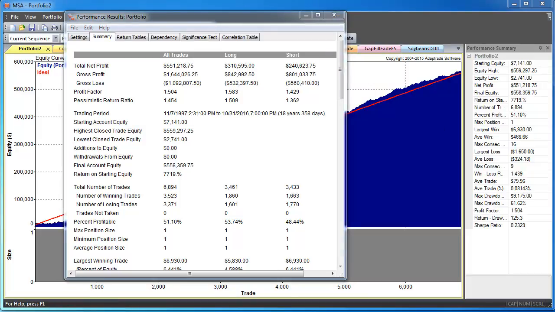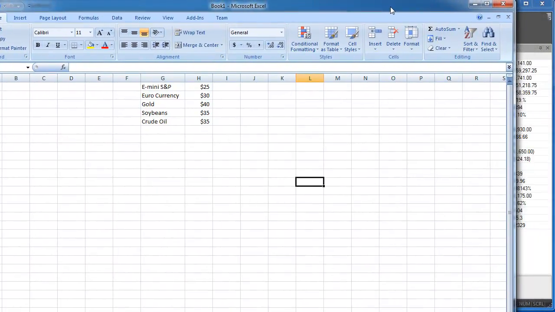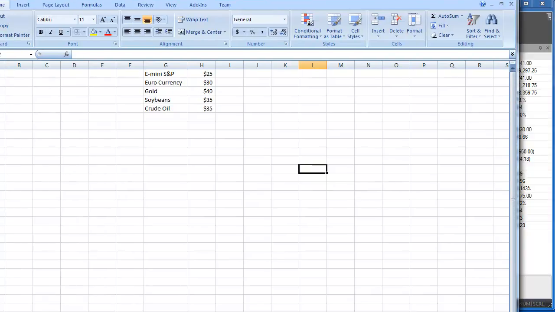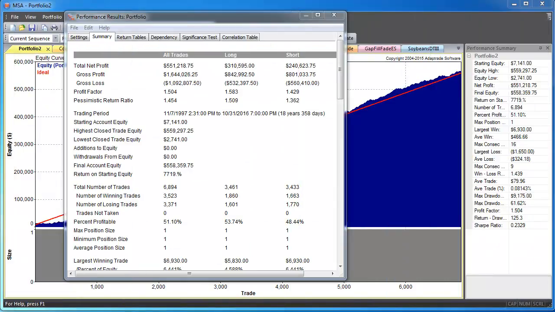Here are the numbers. Instead of using a flat $25 round turn slippage and commission for each, I'm using this setup: 25 for the E-mini S&P, 30 for euro currency, 40 for gold, 35 for soybeans, and 35 for crude oil. That's round turn for slippage and commission. Those are the numbers that are being used and deducted from each strategy for this combined performance report. And you see the long and short and total.